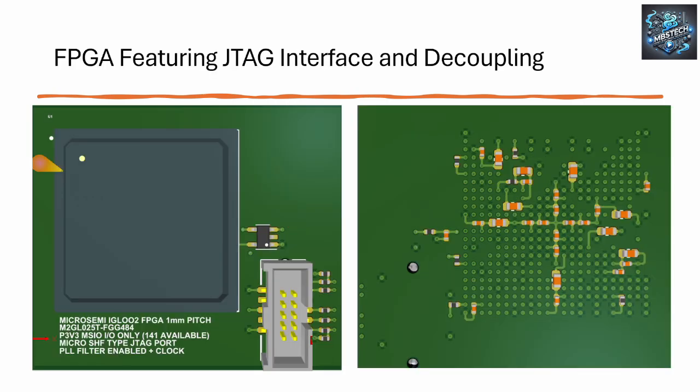Here's that same example where on the left hand side is the chip itself, the clock and JTAG, and underneath the board there's the decoupling. Okay.